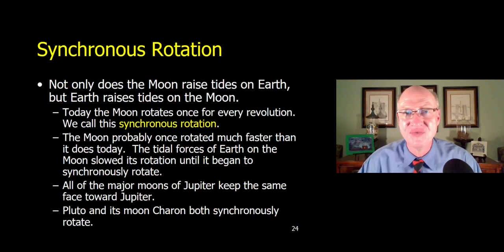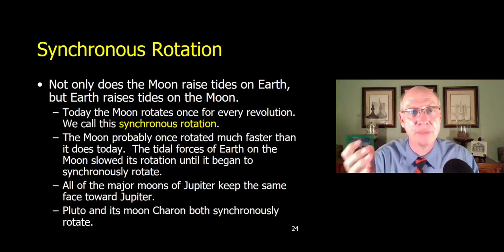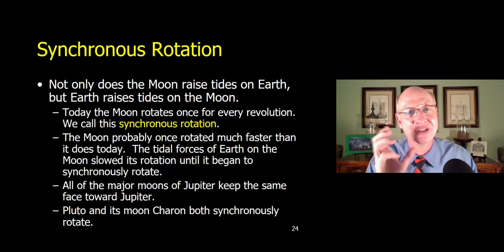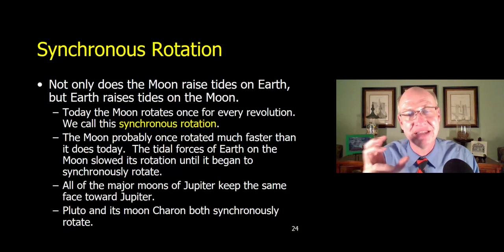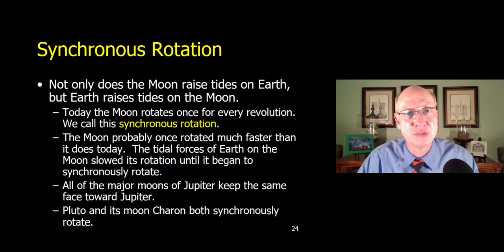And so the Earth has very significant effects on the moon. Now, one of these effects is called synchronous rotation. You'll remember when we talked about the lunar lunacy lecture, we talked about the fact that the moon rotates once for every revolution. That is, the moon's orbital period, the length of time it takes to orbit the Earth, and the moon's rotation period, the length of time it takes to spin on its axis, are equal to one another. And we call this synchronous rotation, the fact that the moon rotates once for every revolution around the Earth.